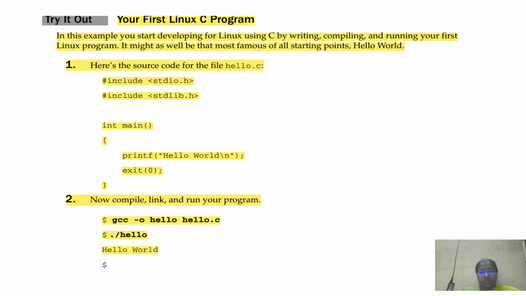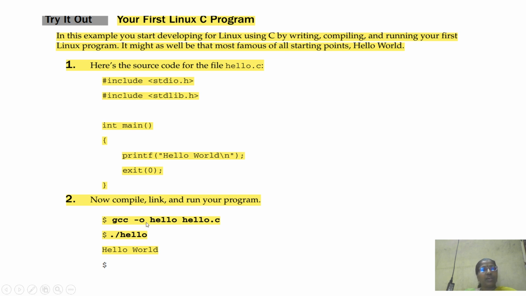So for example, these are all taken from the reference books. The source code for this hello.c program simply prints hello. This is the source code for hello.c, including stdio.h, the standard libraries. Now to compile, link and run your program, you will be using the gcc command, so that the executable will be placed under the name hello.